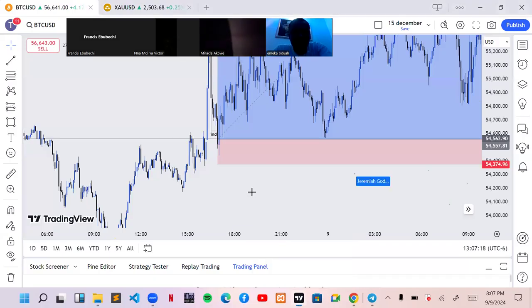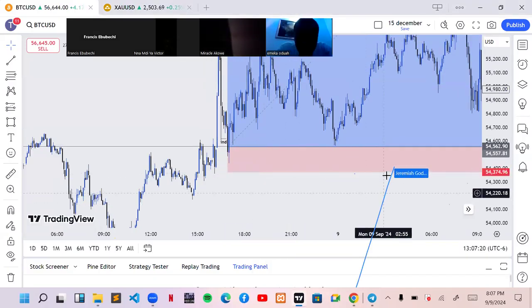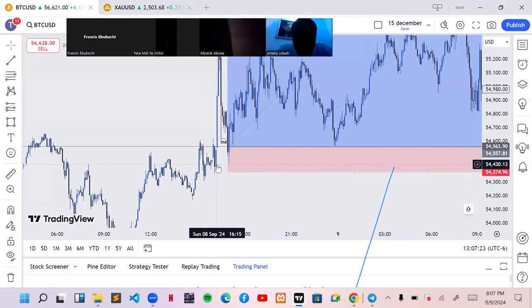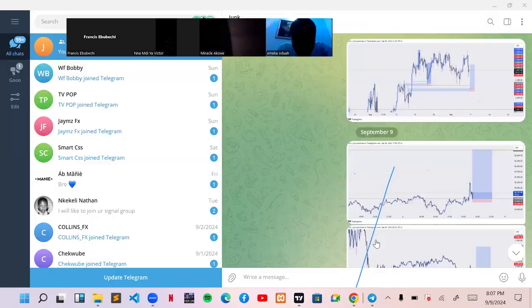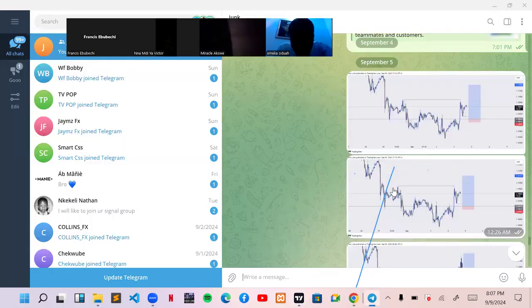What do you mean, show an example? I just showed you an example with the chart. You see, I also have a trade that I've taken before.